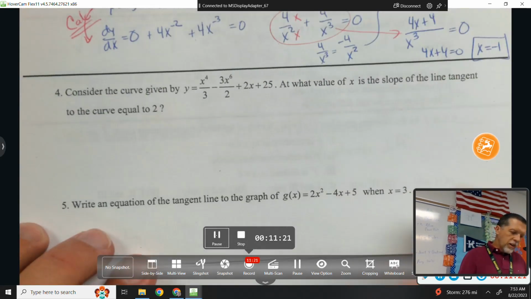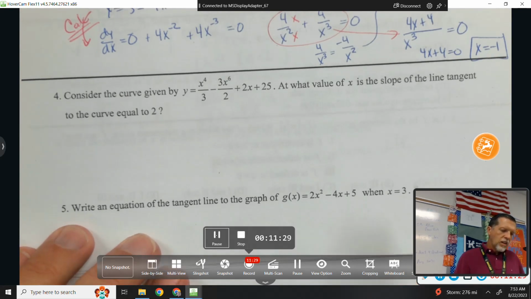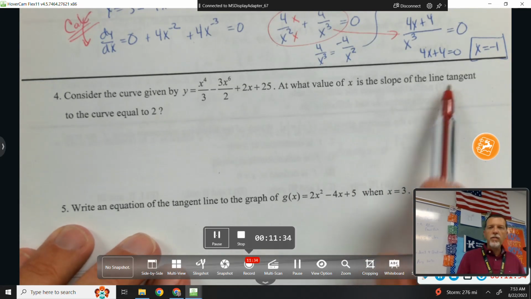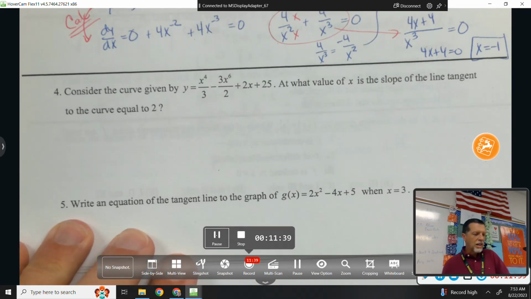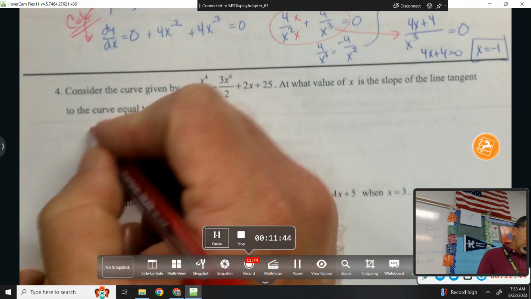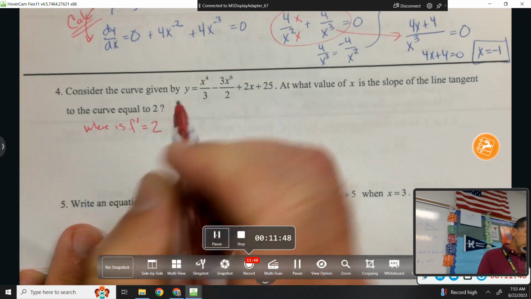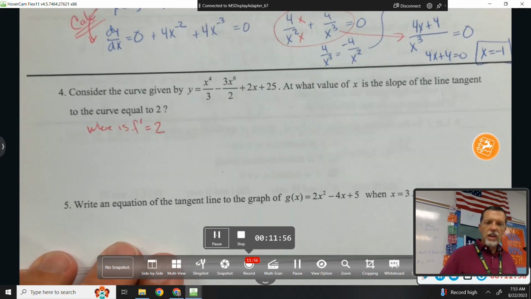Number 4, consider the curve given by that function. At what value of x is the slope of the line tangent to the curve equal to 2? That's a mouthful. What's it asking me? What does that question mean? Yes. Where is f prime equal to 2? So take a derivative, set it equal to 2. Why don't you try that one, and then we'll see what we get.